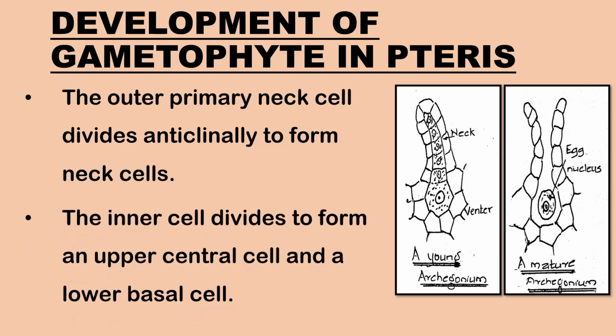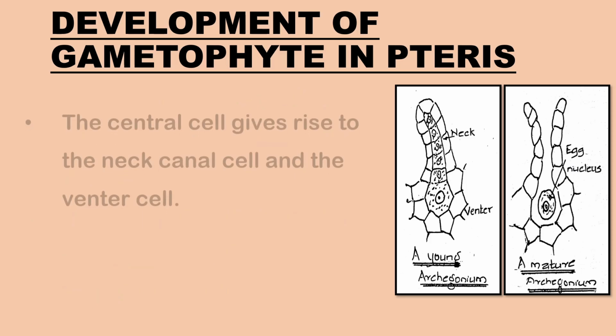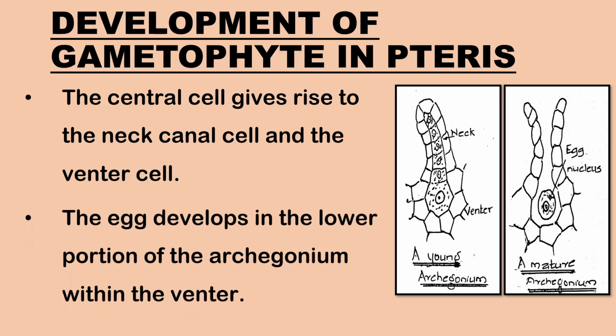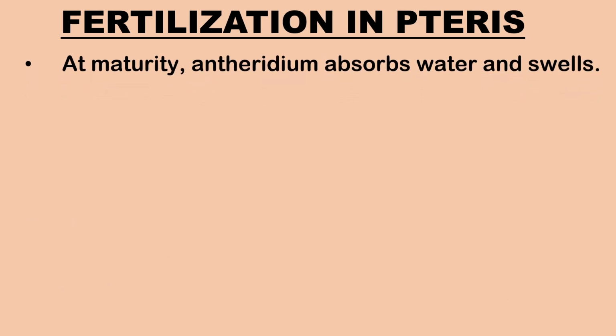The inner cell further divides to form an upper central cell and a lower basal cell. The central cell gives rise to the neck canal cell and the venter cell. The neck is short and curved. The egg develops in the lower portion of the archegonium within the venter. Let us study fertilization in Pteris.